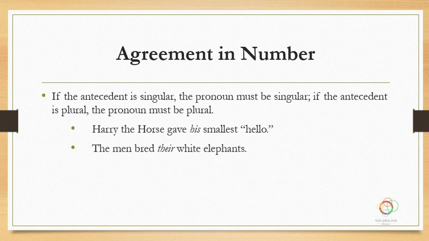Agreement in number was one of the three ways it has to agree. If the antecedent is singular, then the pronoun must be singular. If the antecedent is plural, the pronoun must be plural. That sounds pretty obvious. Let's identify the pronouns here and the antecedent. Harry the horse gave his smallest hello. Who is the he? I said Harry and the horse, but it's not Harry and the horse, is it? It's Harry the horse. That's the name of this character.